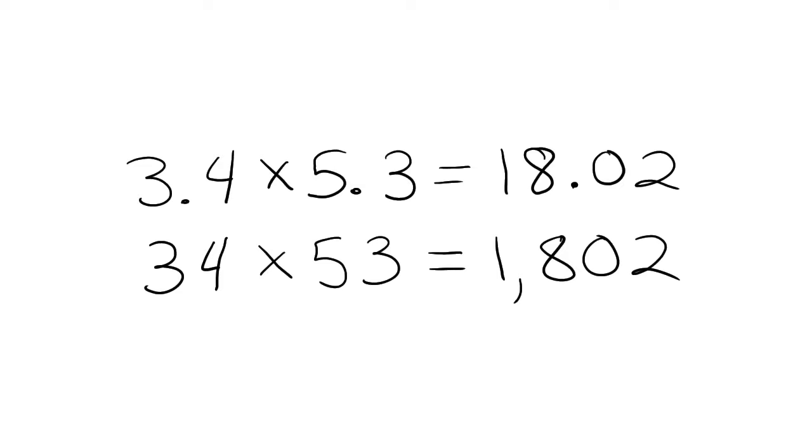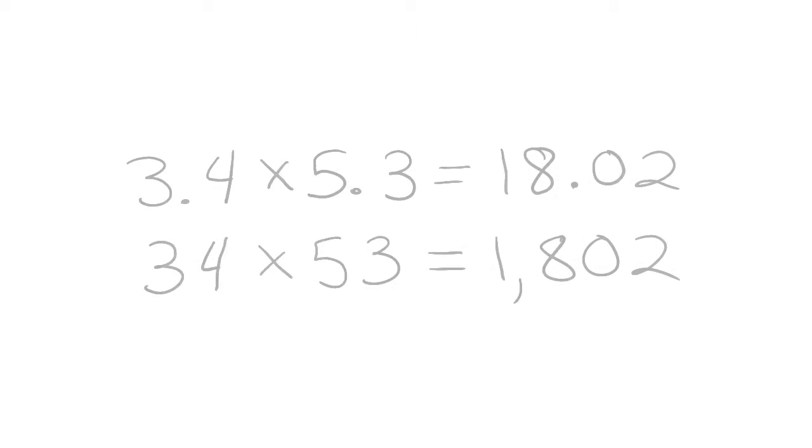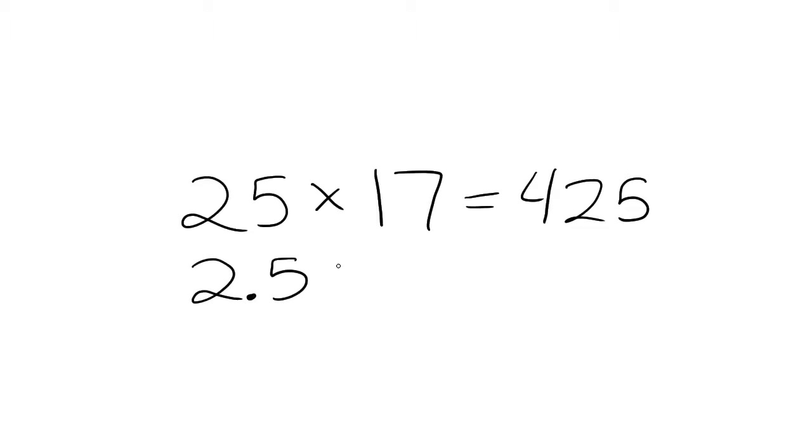We can see that this situation holds true with other examples of expressions that have the same numerals in different place values. 25 multiplied by 17 is equal to 425, while 2 and 5/10 multiplied by 1 and 7/10 is equal to 4 and 25/100. By seeing this relationship, we can multiply decimals in the same way we multiply whole numbers, as long as we know where to place the decimal.